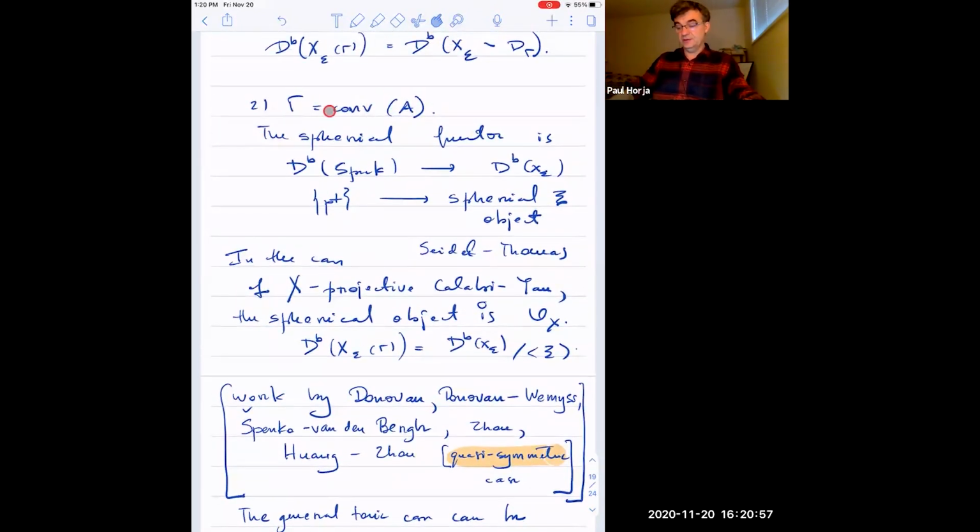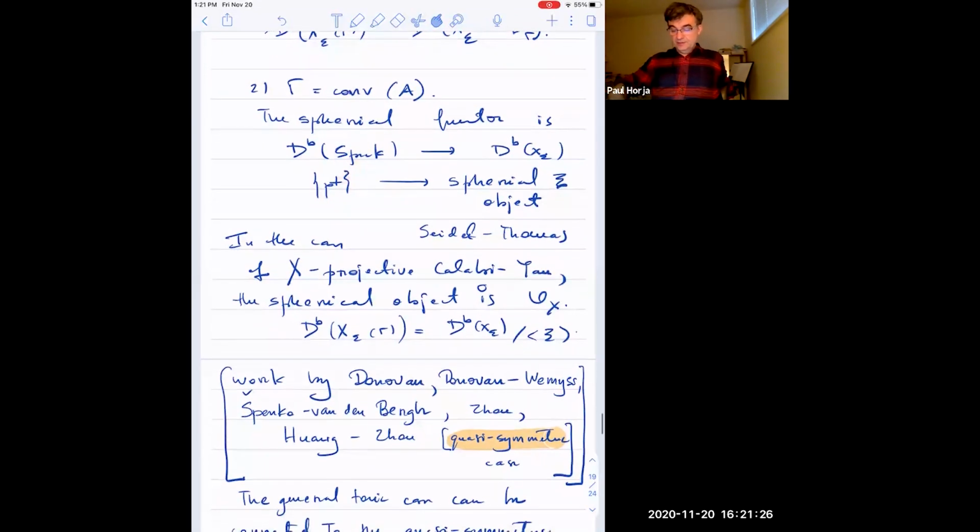Or the other extreme is when the face is the full polytope. And then this is the famous spherical functor where Z is a point and the image is a spherical object. In the case of X projective, this spherical object turns out to be exactly the structure sheaf. So this is the situation described and studied by Seidel and Thomas.